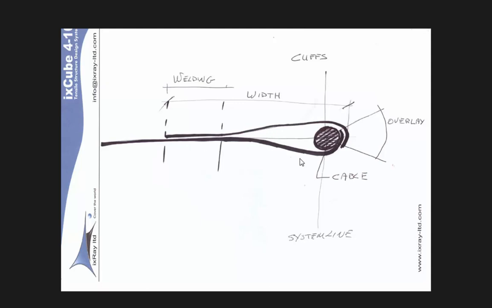The membrane pattern creates half of the pocket for the cable. Here we see this is the system line. And the cuff creates a reinforcement on the backside of the cable. So we have, where it's needed, a double layer of membrane.